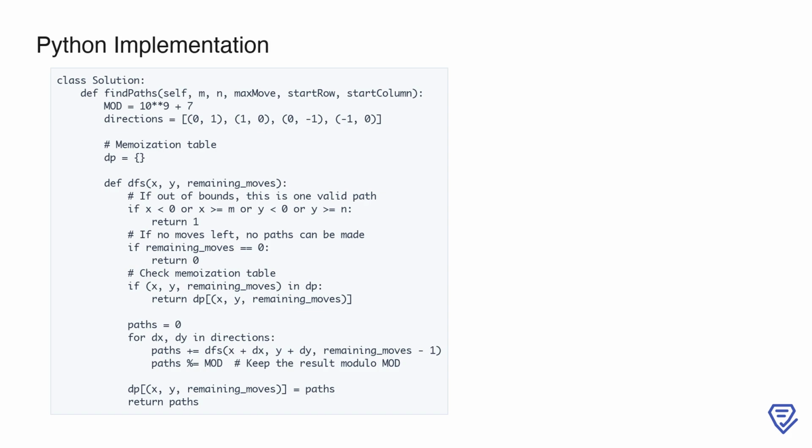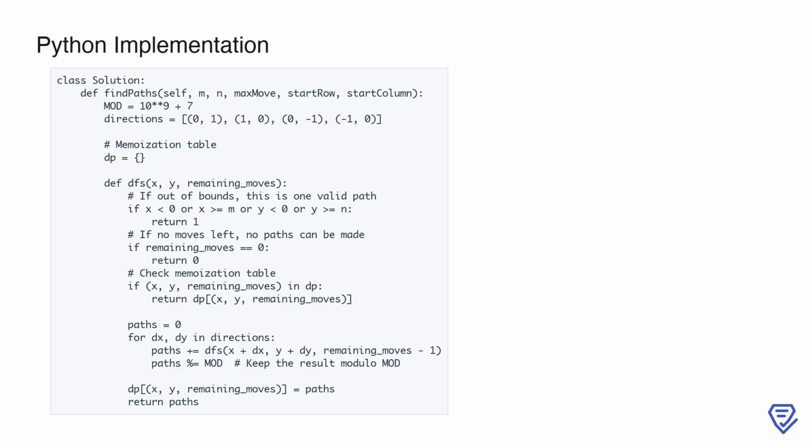We then check the memoization table to see if we've already computed the result for the current state. If it exists, we return the cached result to avoid redundant calculations. Moving forward, we initialize a variable, paths, to 0 and iterate over each possible direction.